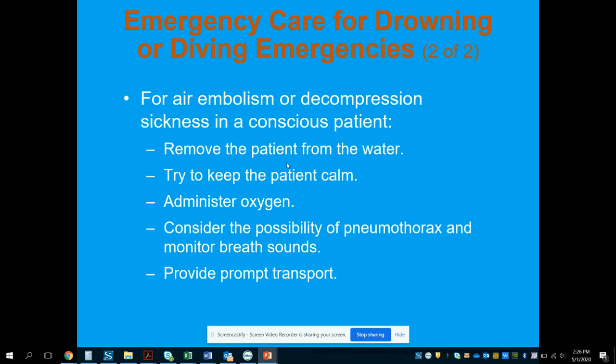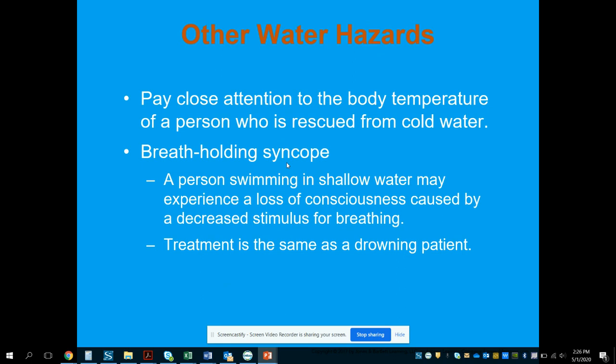For air embolism or decompression sickness in a conscious patient, remove them from the water. Try to keep them calm. Administer oxygen. Consider the possibility of pneumothorax and monitor the breath sounds, and then provide prompt transport.